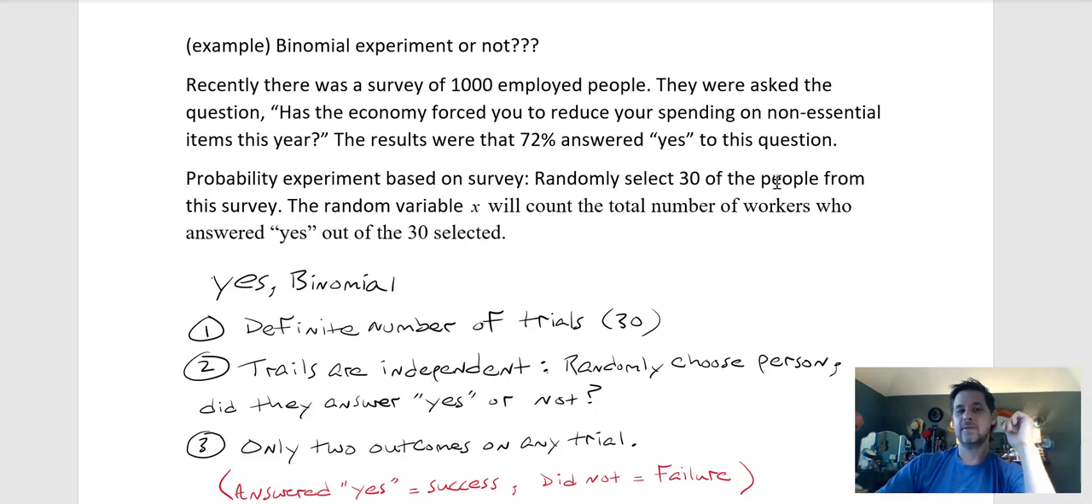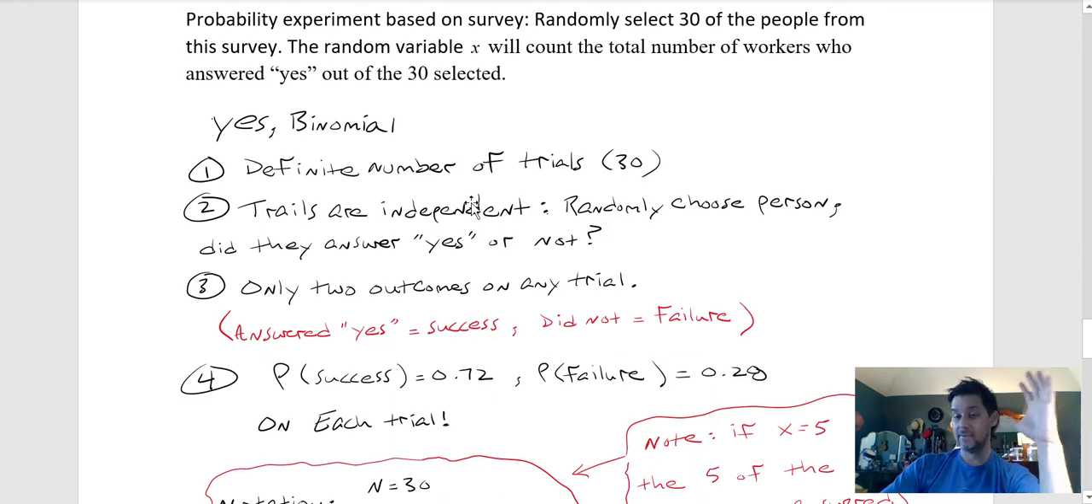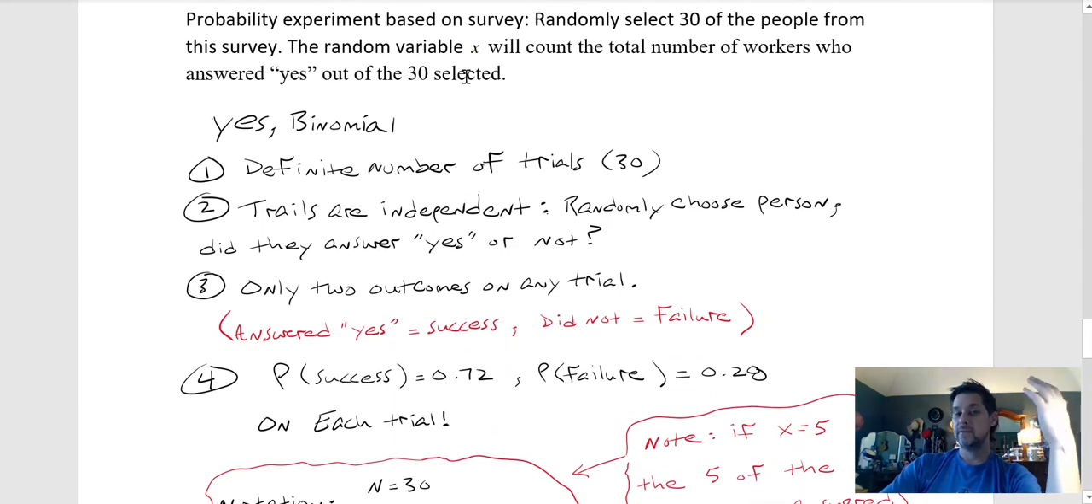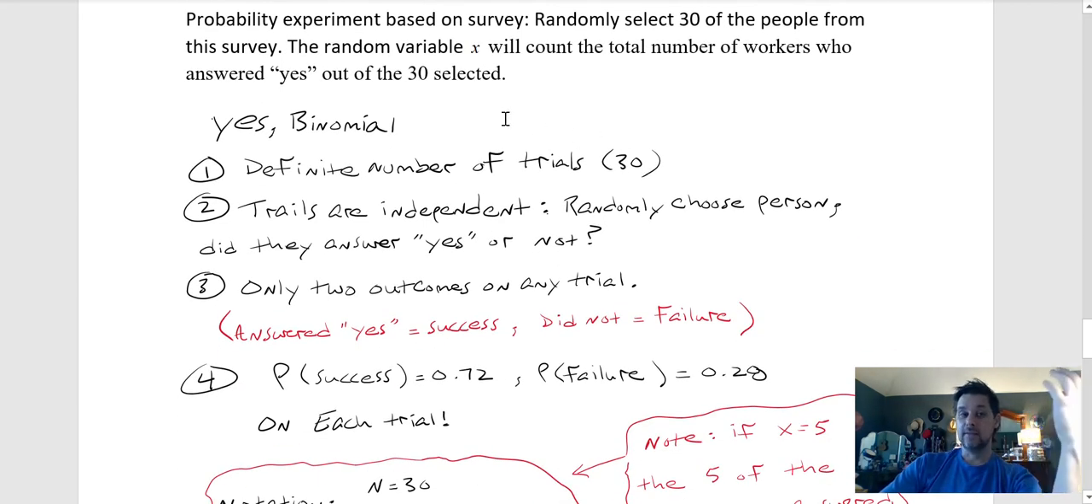Okay. So say that's the information. Here's a probability experiment based on the survey. Suppose out of that group of people surveyed, we randomly select 30 of the people, and the random variable x will count the total number of workers or employed people who answered yes to that question, out of the 30.